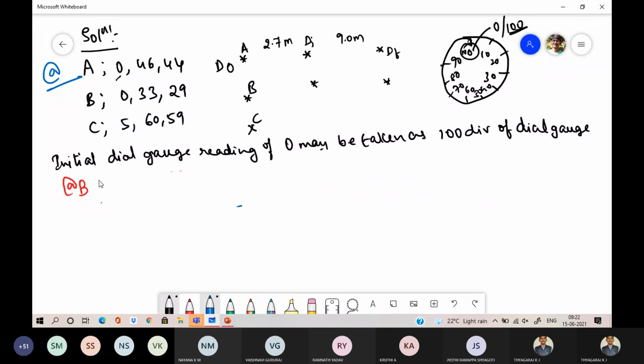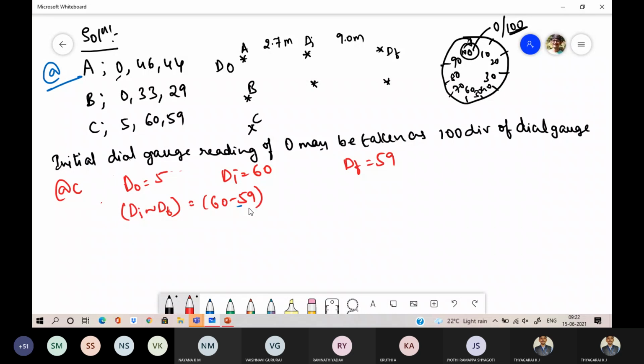So at point C, what is D naught? D naught is 5, DI is 60, DF is 59. So first check for leg correction. DI minus DF is 60 minus 59, which is equal to 1, so DI minus DF is equal to 60 minus 59 into 0.01. How much are you going to get? 0.01. Should we apply leg correction? No, sir.